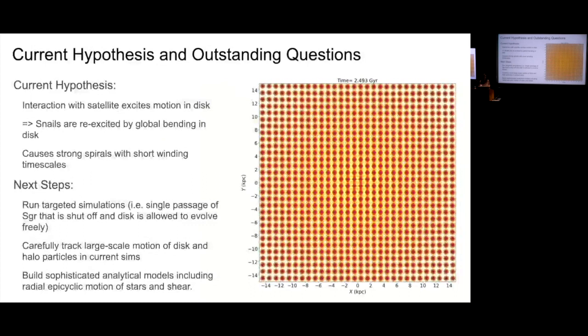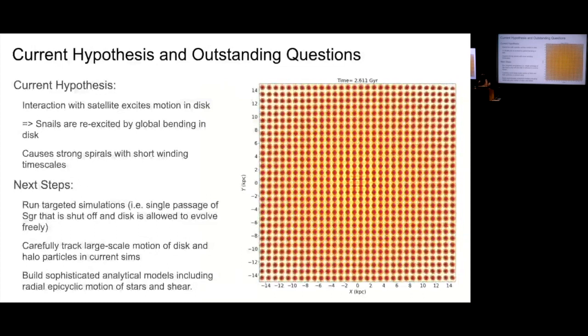But I think it also leaves a wealth of room to continue to explore what's actually happening in the disk. So next steps that we're interested in looking at: running perhaps a set of targeted simulations, where you have a single passage of Sagittarius, shut that off, and then let the disk evolve and see if this continued motion in the disk really is continuing to re-excite these spirals.